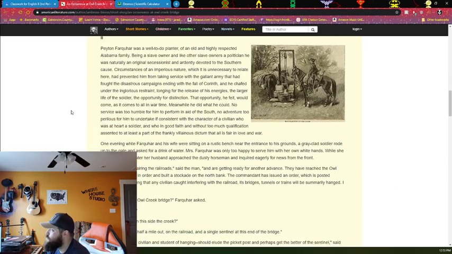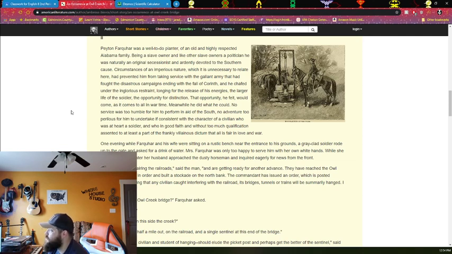Peyton Farquhar was a well-to-do planter of an old and highly respected Alabama family. Being a slave owner, and like other slave owners, a politician, he was naturally an original secessionist and ardently devoted to the Southern cause. Circumstances of an imperious nature, which it is unnecessary to relate here, had prevented him from taking service with the gallant army that had fought the disastrous campaigns ending with the fall of Corinth.